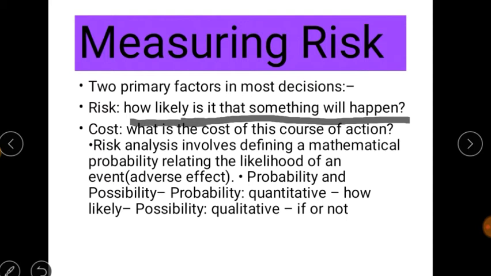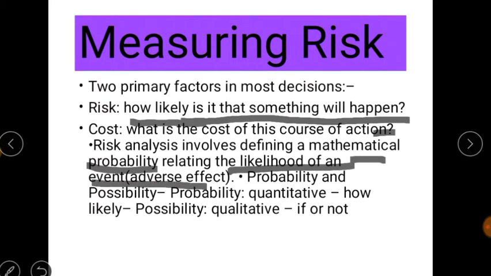Then cost also causes us to decide different things. Next, what is the cost of this course of action? That is also important. Then risk analysis: how much risk is associated with this process? If we produce a product, how much risk is associated? That is also called risk analysis. It involves defining mathematical probabilities, relating the likelihood of an event. And what is the adverse effect?